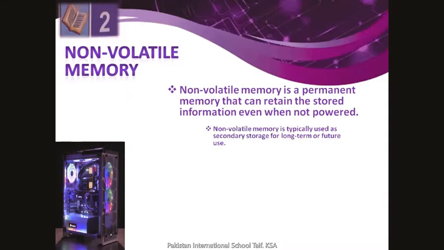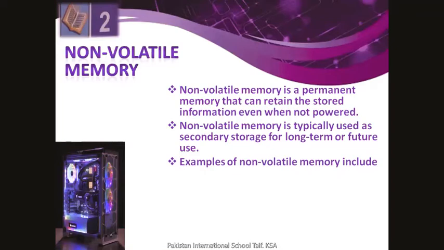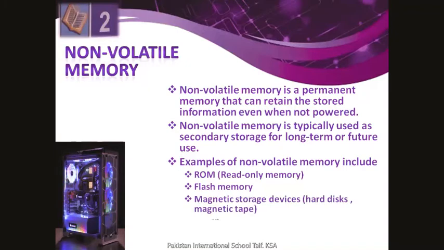Non-volatile memory. Non-volatile memory is a permanent memory that can retain the stored information even when not powered. Non-volatile memory is typically used as secondary storage for long-term future use. So non-volatile memory is basically a permanent storage used to hold your data, and if you turn off your computer, your data is automatically saved and remains safe on your medium. It will not be wiped out. So non-volatile memory is used as secondary storage and backing storage devices on a permanent basis. If you want to save your data permanently, you can use non-volatile memory.